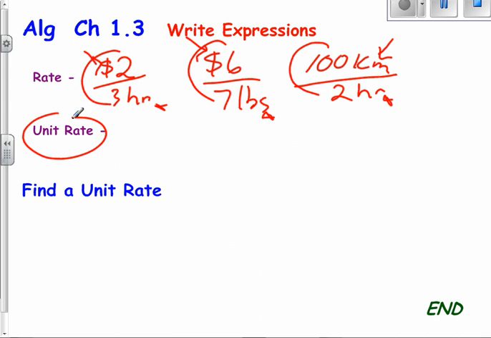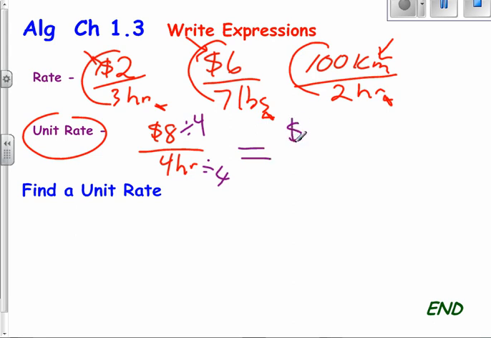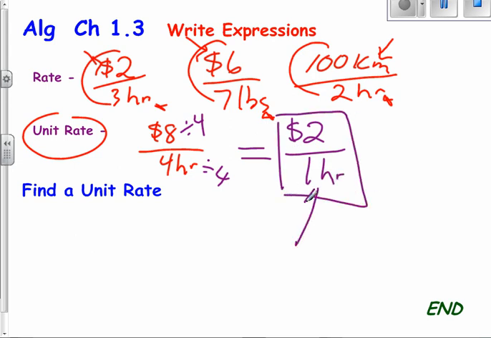Now, what's a unit rate? Well, take any one of these, and all you're doing is dividing both numbers, the numerator and denominator, by whatever that denominator is. So if I had a rate that was $8 per 4 hours, that is a rate. Now, to get a unit rate, you would end up dividing both numbers by that denominator. Okay? A unit rate is defined when the denominator is 1. So if I divide my numerator up there, I would get $2 and divide my denominator, per 1 hour. So this is a unit rate because my denominator is 1.